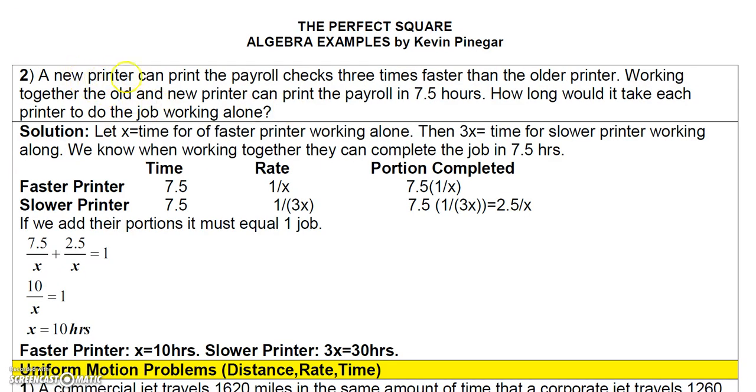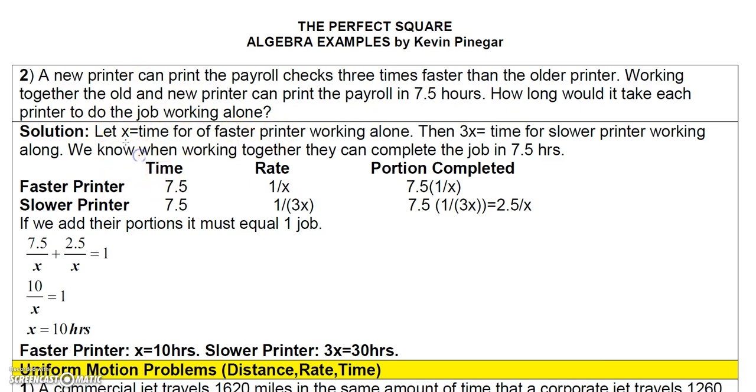Okay, here's another work problem. A new printer can print payroll checks 3 times faster than the old printer. Working together, the two printers can print the payroll in 7.5 hours. How long would it take each printer to do the job working alone?